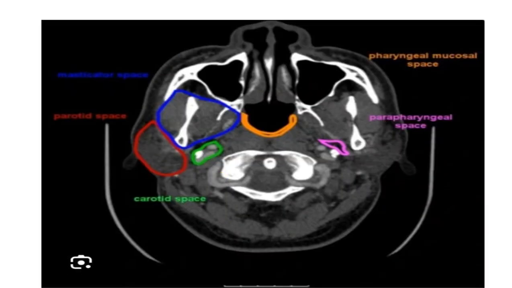And now we move towards the facial spaces that can be identified on the axial view more clearly, and this is the masticator space. This is the mandible, this is the lateral pterygoid, this is the medial pterygoid plate, and from the medial pterygoid plate the medial pterygoid muscle arises, and from the lateral pterygoid plate the lateral pterygoid muscle arises, and at the coronoid process this is the temporalis muscle, and this is the masseter muscle. This is the parotid gland, and it encases the parotid space, and this is the carotid space. It includes the carotid artery, and this is the vertebra, and this is the parapharyngeal space, and this is the pharyngeal mucosal space.